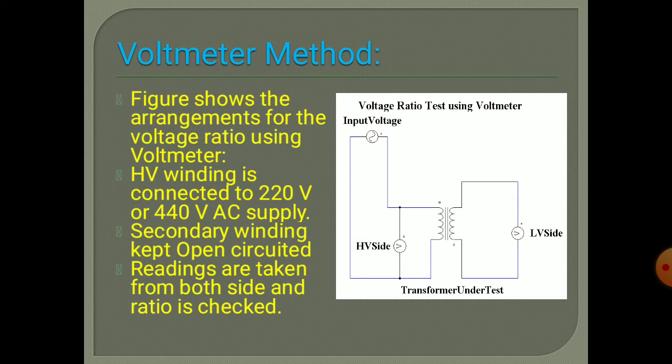and on the LV side we have employed one voltmeter, and from the readings taken from the voltmeters we are supposed to check the voltage ratio of the transformer. This is the very basic idea of the voltmeter method of checking the voltage ratio of the transformer.